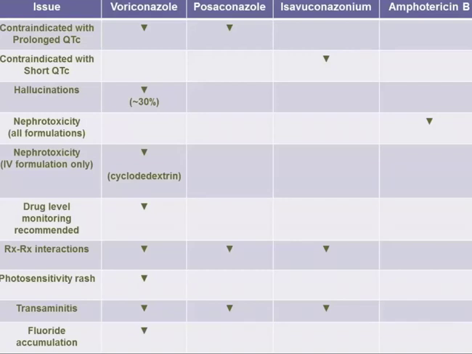Thank you. Again, since I like comparing and contrasting, this is one of my favorite tools, and I use this even when I give lecture for internal medicine. If you were to compare and contrast the three big triazole type drugs and ampho: contraindicated with prolonged QTc, VORI and posa. Contraindicated with short QTc, isavuconazonium.